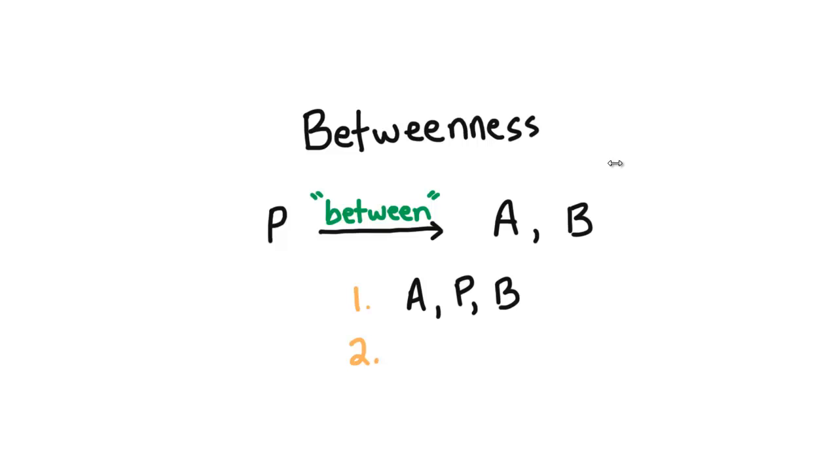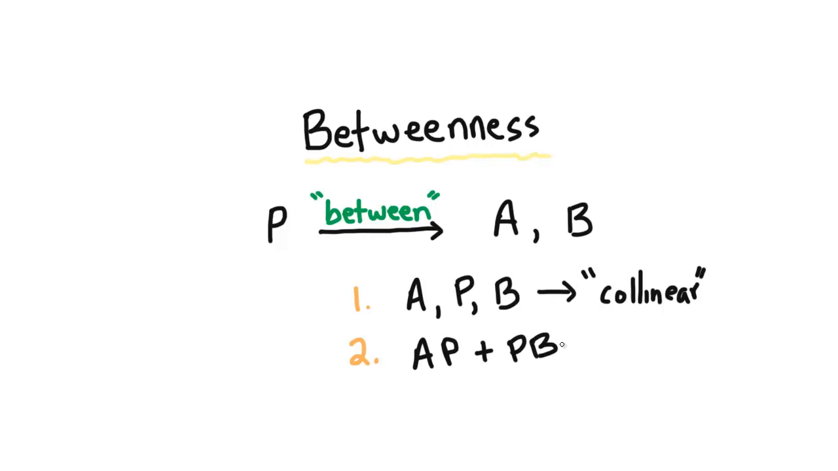Hi everyone. For this lesson, we'll take a look at the definition of betweenness. We can say that point P is between points A and B if it meets these two criteria. The first criterion is that points A, P, and B have to be collinear, which means that they are all on the same line. And the second criterion is that if you take AP, the distance between A and P, and add that to the distance between P and B, it's going to equal segment AB.